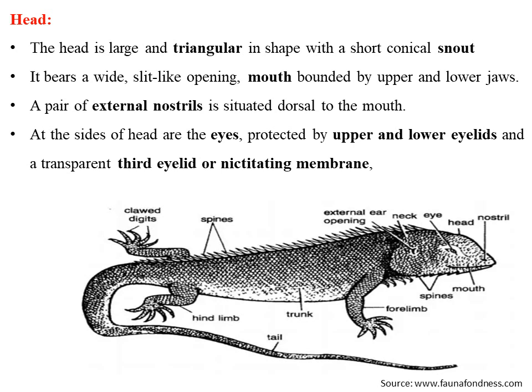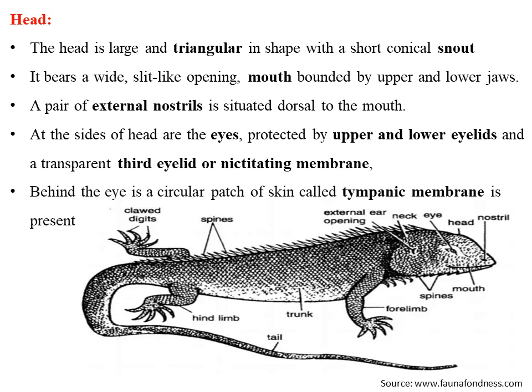in the head, and each eye is protected by two eyelids, namely the upper eyelid and lower eyelid, and a transparent membrane which covers the eye is called the third eyelid or the nictitating membrane. Then there is a membrane-like structure called the tympanic membrane, just behind the eyes, and it is a circular patch of skin, also present in the head region.